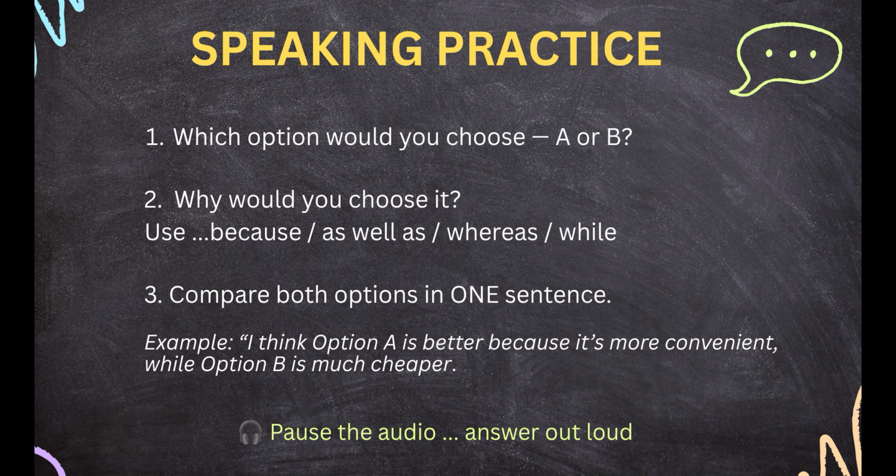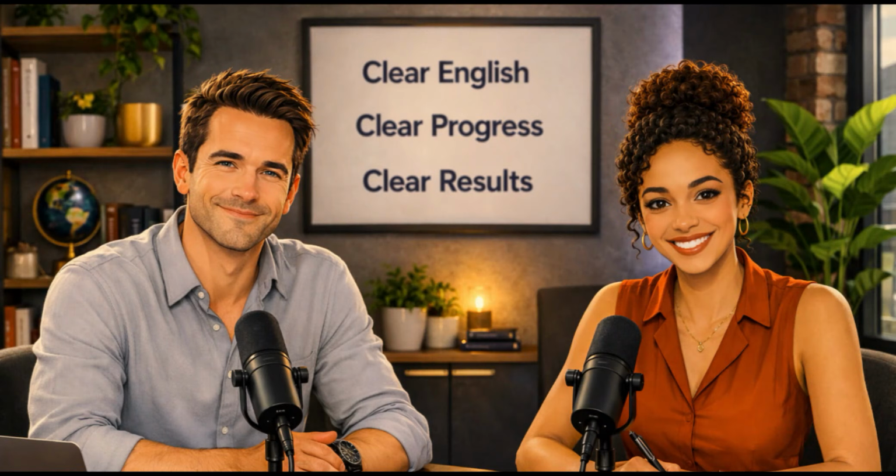Number 2. Why would you choose it? Try to use linking words like because, as well as, whereas, while. And number 3, can you compare both options in just one sentence? For example, you could say, I think option A is better because it's more convenient, while option B is much cheaper. All right. Well done for practicing your speaking.